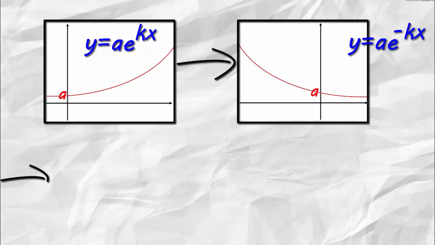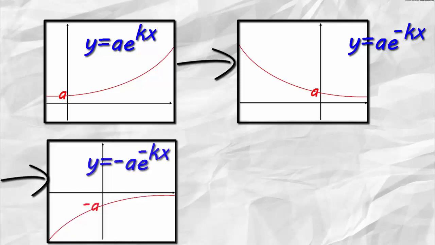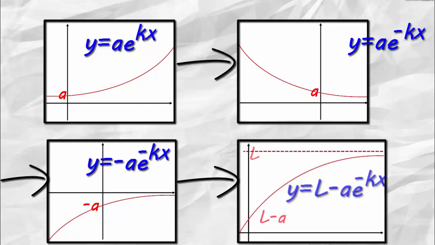Then we multiply the function by -1 to obtain y equals negative ae to the negative kx, which reflects the graph about the x-axis. Finally, we shift the graph up L units to obtain y equals L minus ae to the negative kx. The graph is bounded above by the horizontal asymptote y equals L.